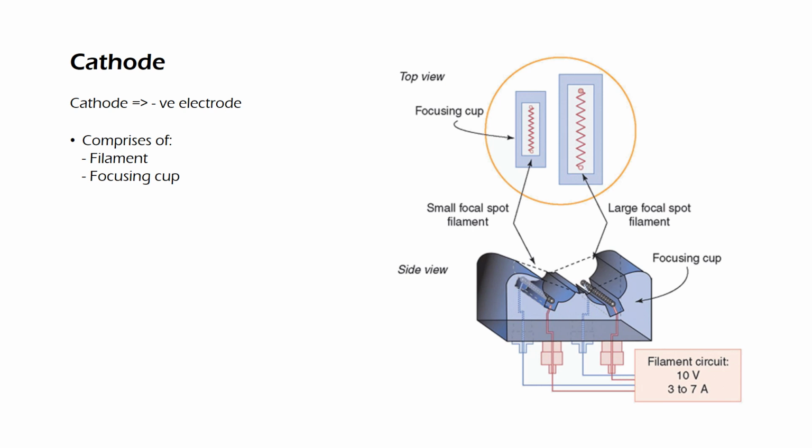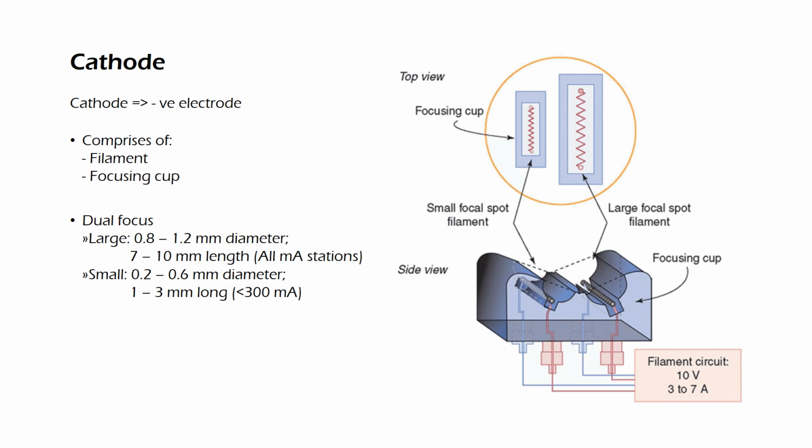Most X-ray tubes for diagnostic imaging have two filaments, one large and one small. The focal size of the X-ray tube is dependent on the size of the filament. The dimensions of the large and small filament can vary depending on the specific make and model of the tube. However, here are some typical dimensions of the filament.